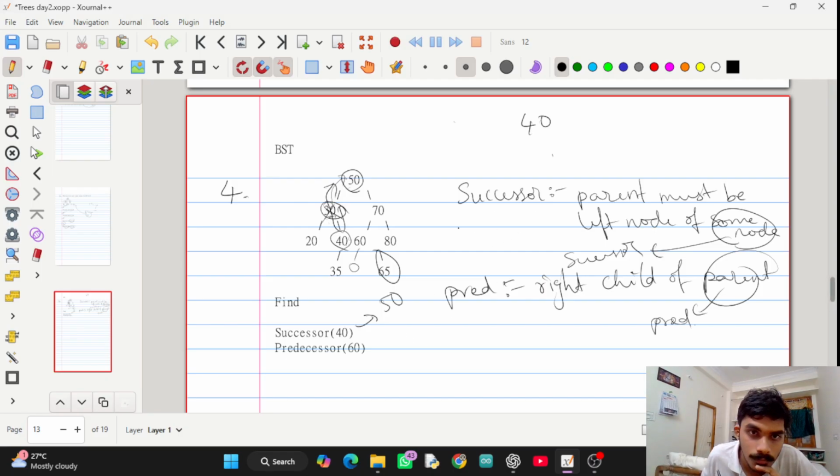Now see, we are considering 60. Is 60 a right child of 70? No, it is a left child. So 70 cannot be the predecessor of this. Now we shift 60 up here. We can consider it like this also: we move up 60 and compare 60 with 50, whether it is a right child of it or not. Now it is a right child. So the answer for this is also 50.